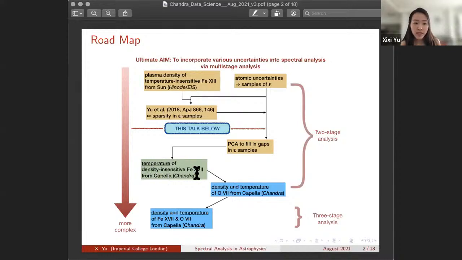With this analysis, we will work on another analysis on O VII, where the different part is that the atomic data for O VII is both density and temperature sensitive. So we will incorporate the previous information about temperature from Fe XVII into our analysis of O VII. So this is pretty much the work in this talk.